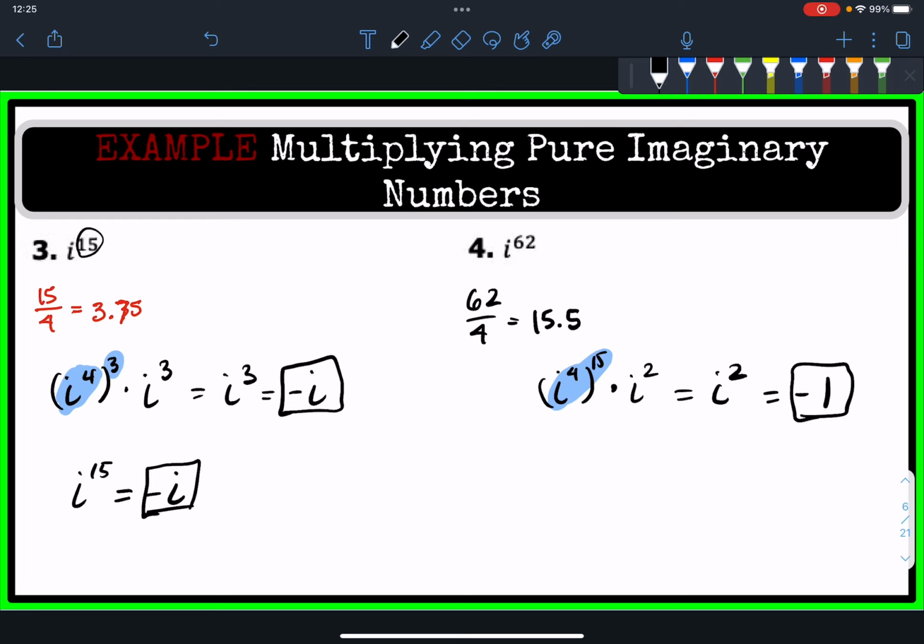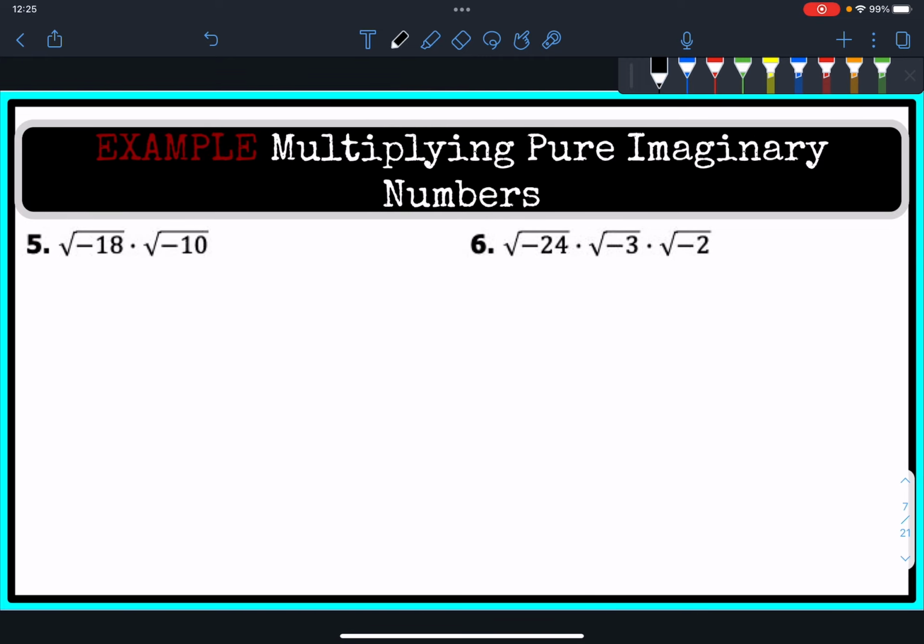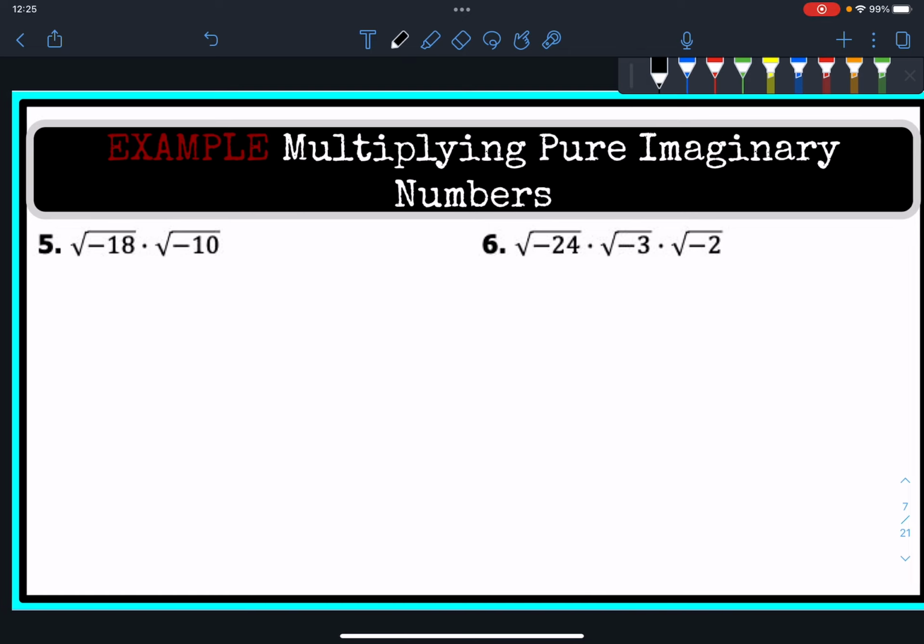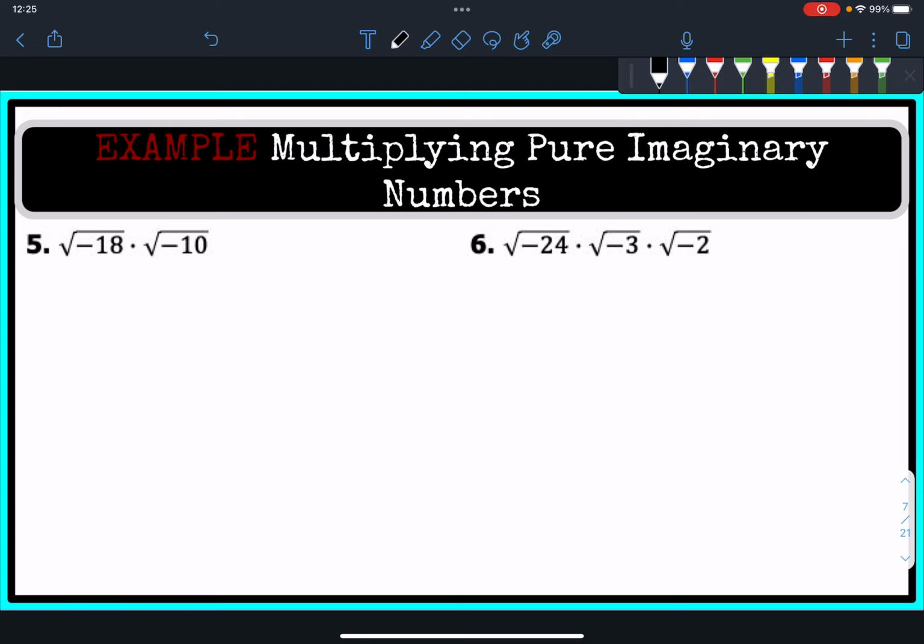Now, because i is defined as the square root of negative 1, we use that rule in order to multiply negative numbers inside the square root, negative radicands. So here, in order to simplify the square root of negative 18 times the square root of negative 10, the first thing we need to do is get rid of the negative sign. Because i is equal to the square root of negative 1, taking the square root of the negative sign is going to give me i radical 18 and i radical 10.